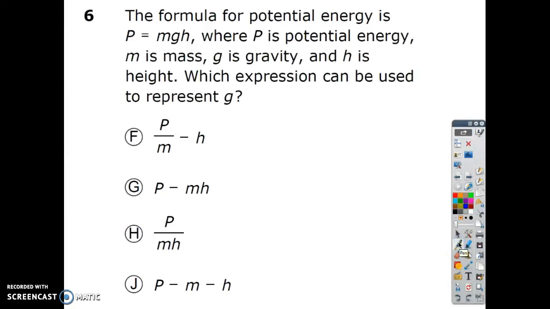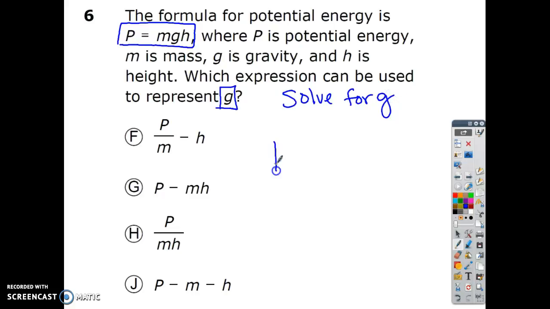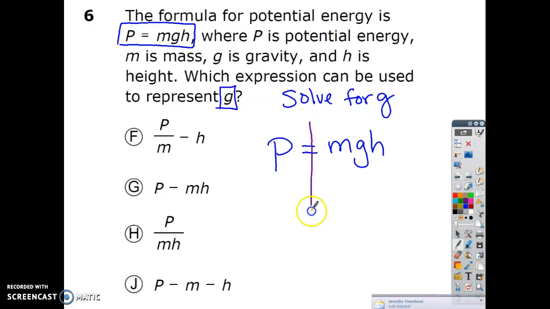Okay, so for problem number 6, you should have written down the formula that they gave you. And you should have seen that it's asking you to find G. So we're going to solve for G. If you remember, when we're solving for G, you're doing the opposite of what's happening to G. Right? So tell me, what's happening to G right here?